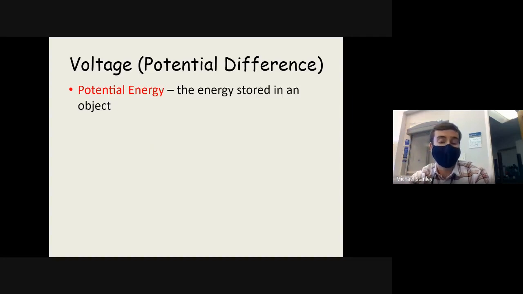So most times when people think about energy, they think about what's called kinetic energy, which is the energy of things moving, right? If you see a bullet moving by you really quickly, you know that bullet has a lot of energy pushing it that fast. Potential energy is how much energy is stored up in an object.